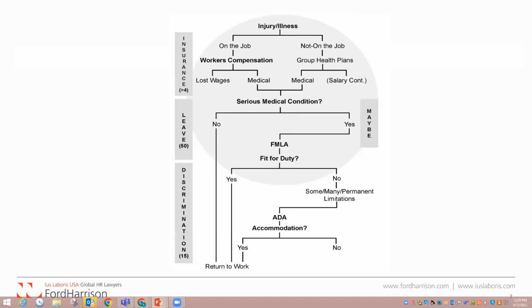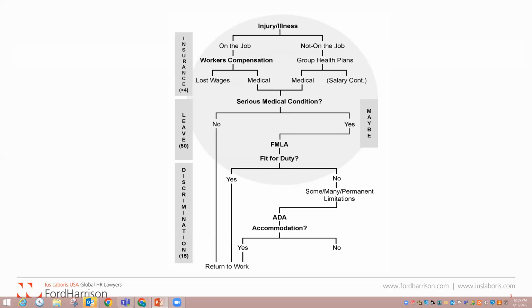Then we go down to the next part in this flow chart, which is: is it a serious medical condition or a serious health condition? If not, we have our route to the left. It's not serious: the person cut their finger at work and had to have 3 or 4 stitches and they're A-okay. So now we just move down and don't need to worry about anything else. But if it is a serious medical condition, it may be covered by FMLA. If there's a doctor's certification that it is a serious health condition, FMLA will come into play.